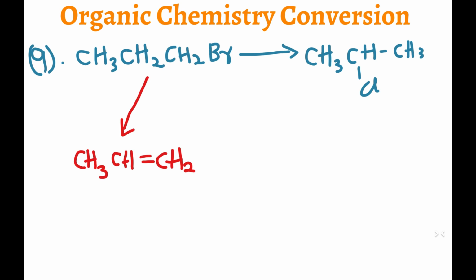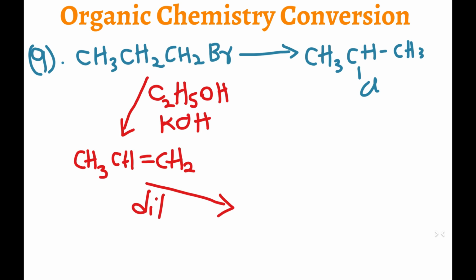For that, I have to use ethanol with potassium hydroxide or sodium hydroxide. We know that potassium hydroxide and sodium hydroxide are strong bases. So after making propene, we have to use dilute H2SO4, and you know that this second step becomes an electrophilic addition reaction, and the first step is an elimination reaction. The eliminated compound is HBr.